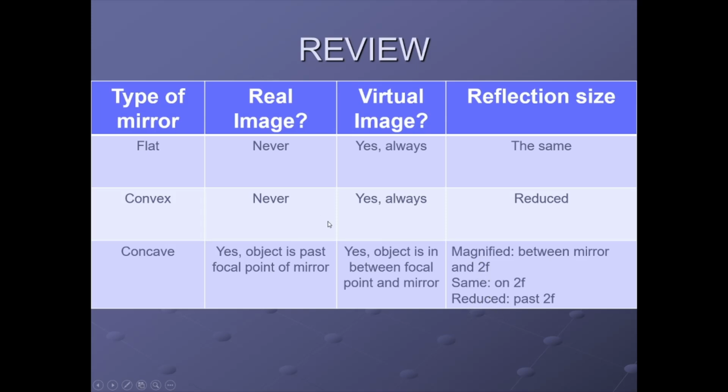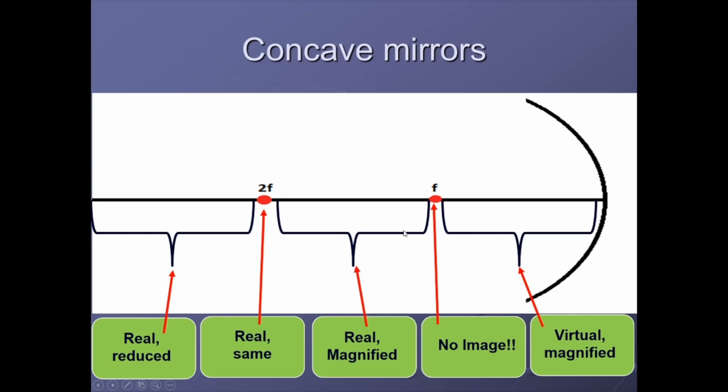And I made another little graphic organizer to show you what happens in different spots. This looks a little bit complicated, but it's actually pretty easy. Imagine this curved surface is our mirror. This is an imaginary line running down the center, so we have our focal point and then the center of curvature, this 2F. If we are in between the focal point and the mirror, we have a virtual image that's magnified. On the focal point itself, you don't get an image.